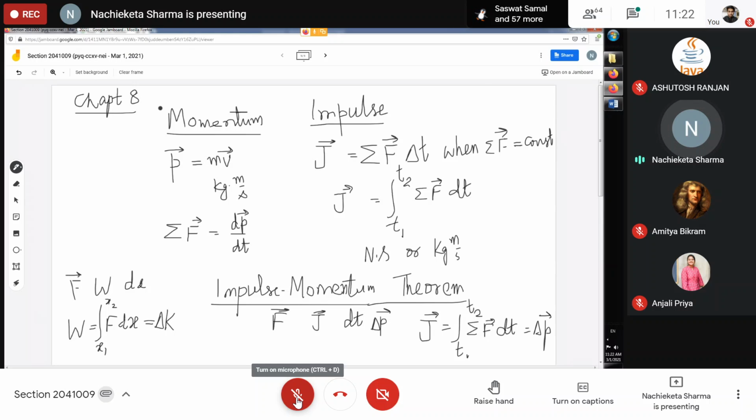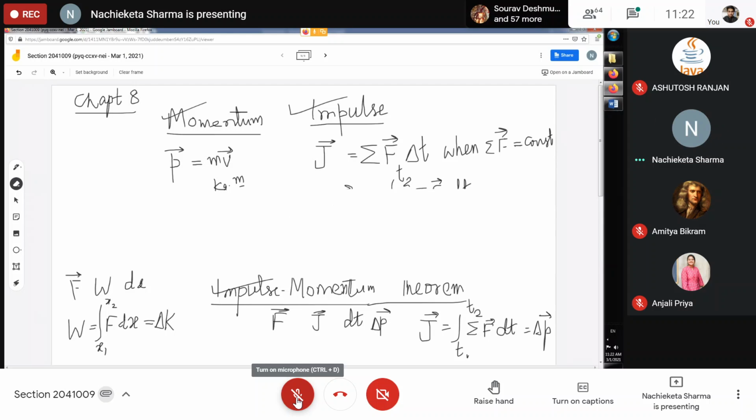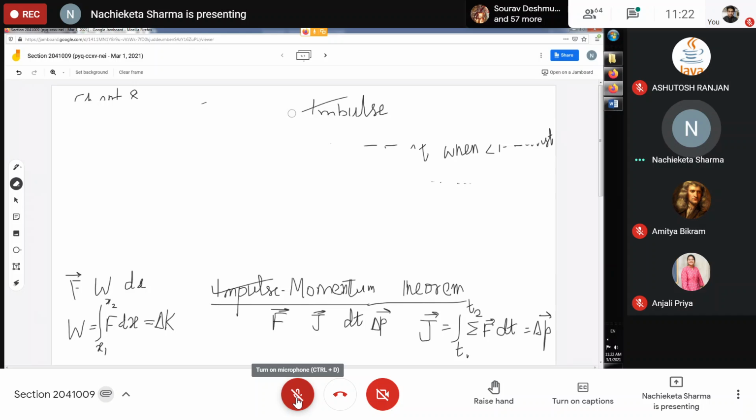So we learned about momentum, we learned about Newton's second law in terms of momentum, we learned about impulse, and we also learned about the impulse momentum theorem. Now, why have we learned all these things? The main thing is that momentum is very fundamental like energy. As energy is conserved, similarly momentum is also conserved. What does that mean? So let us discuss that.